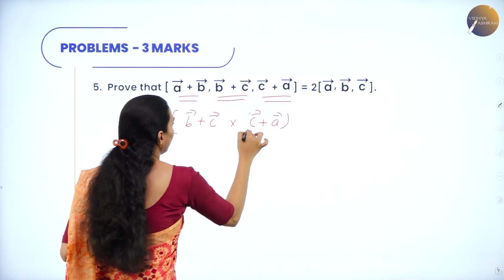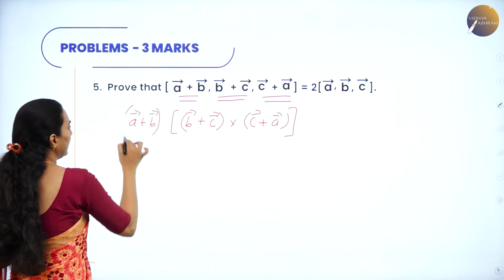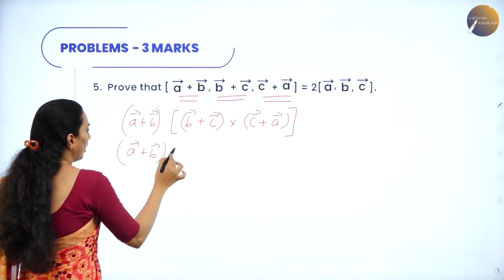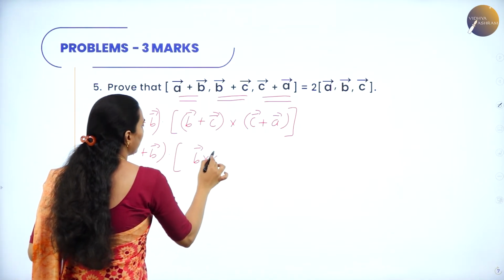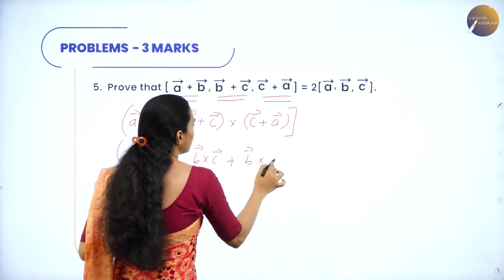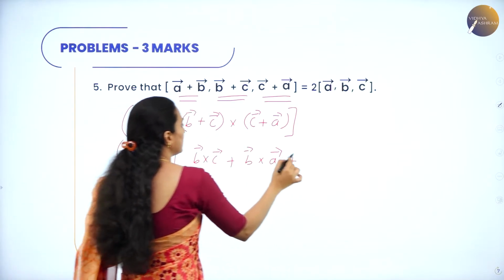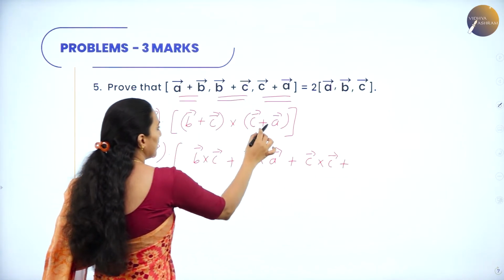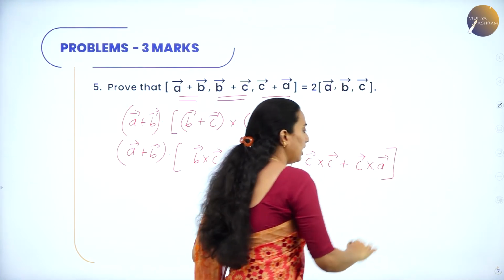Now, multiplying the bracket first. A vector plus B vector dot, now B cross C, so B vector cross C vector. Again, plus B vector cross A vector plus, now along with C, C vector cross C vector plus C vector cross A vector.